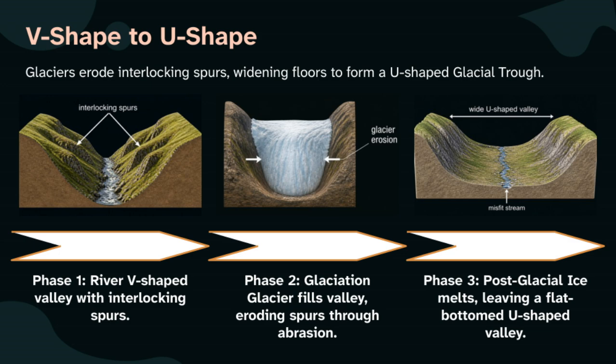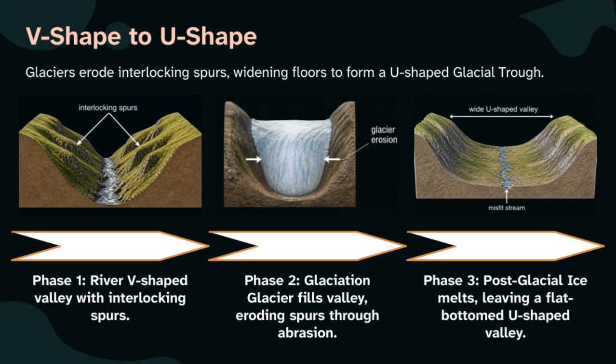Phase 3. After the ice melts, a wide, deep, flat-bottomed valley is left behind. This is a U-shaped valley or glacial trough. It has steep sides, a wide floor, and a much straighter shape than the original river valley. Sometimes a misfit stream is found on the valley floor. This is a small river that now looks too small to have carved the huge valley it flows through. That is because the valley was not mainly created by the river. It was enlarged by the glacier.